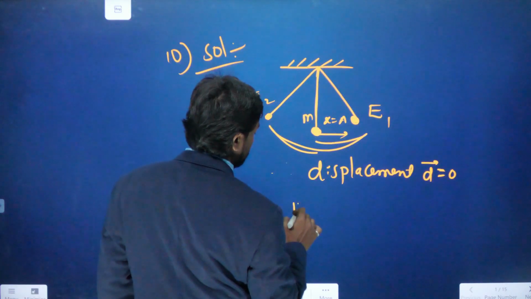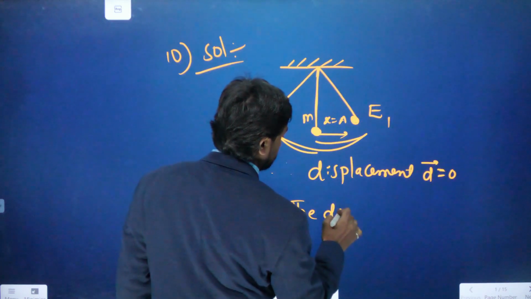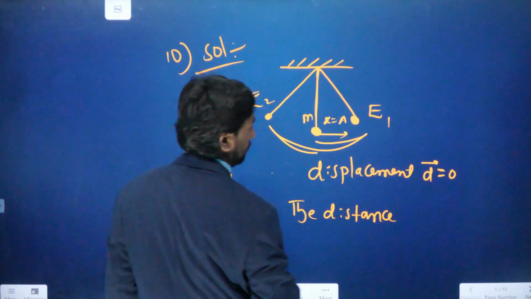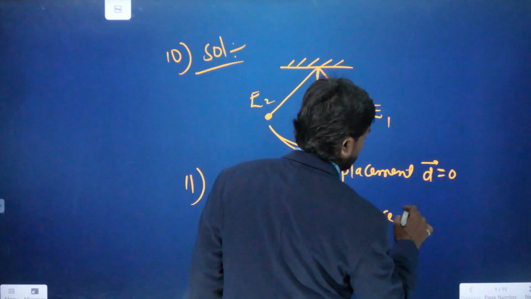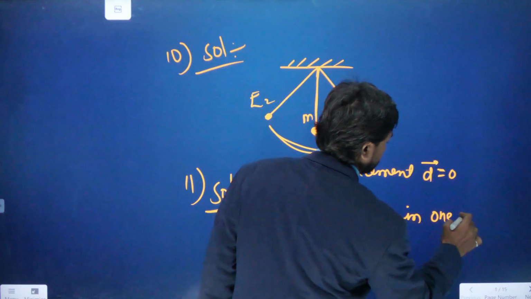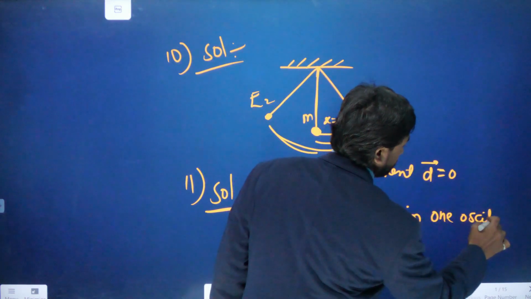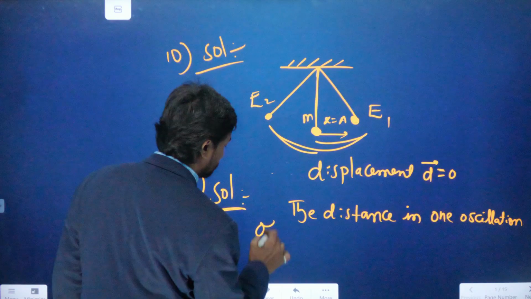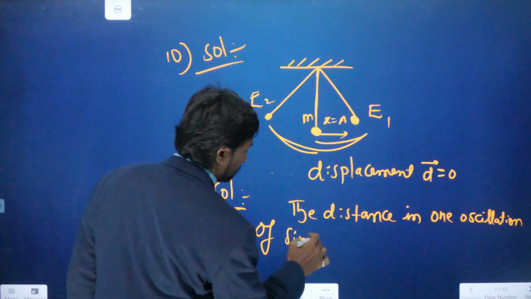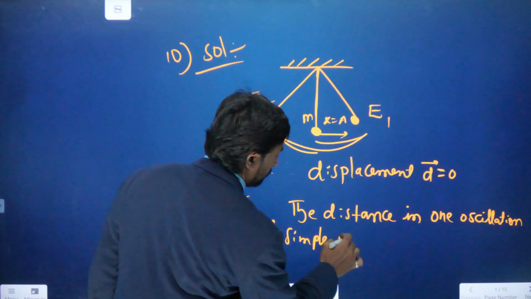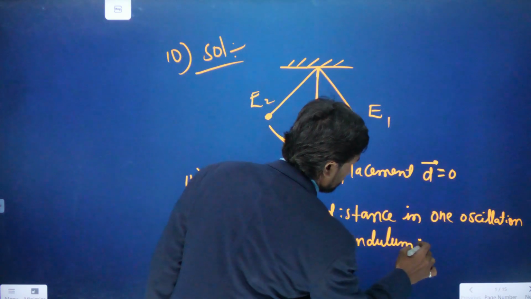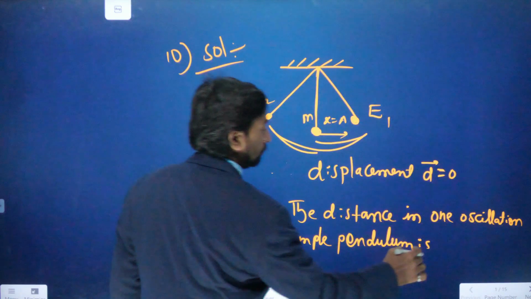So the distance in one oscillation of a simple pendulum is 4A.